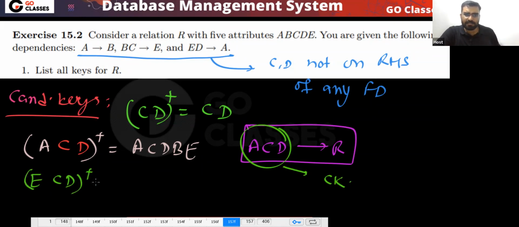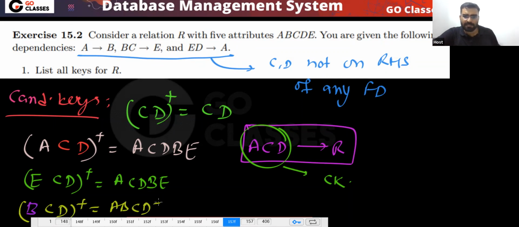This is also a candidate key. You can check. The reason is ED can determine A. Now you can notice BC can determine E. So BCD can also determine everything: A, B, C, D, E. Okay, so these are the candidate keys. Is this clear? So CDA, CDE, CDB. So these are the candidate keys.